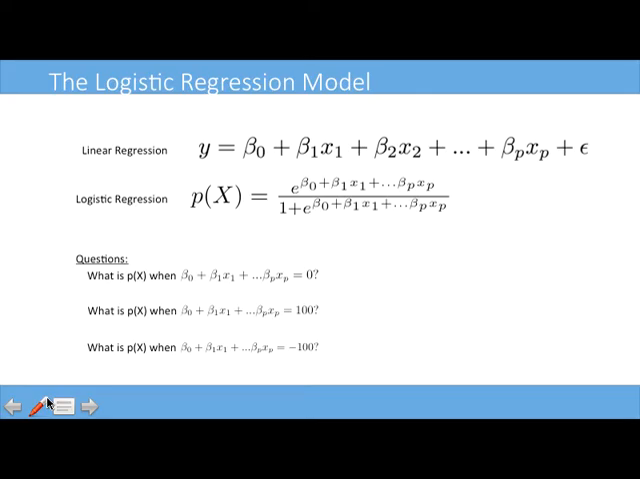So the first question is, what is p of x when that line is equal to 0? Just a food for thought kind of question. Anybody have an answer to that? So if you just replace the beta naught plus beta 1 x1, etc., with just the value of 0 in the logistic regression equation, what output do you get? What does p of x equal? Yeah, 1/2, right? Great. So then what about 100? When that line becomes 100.